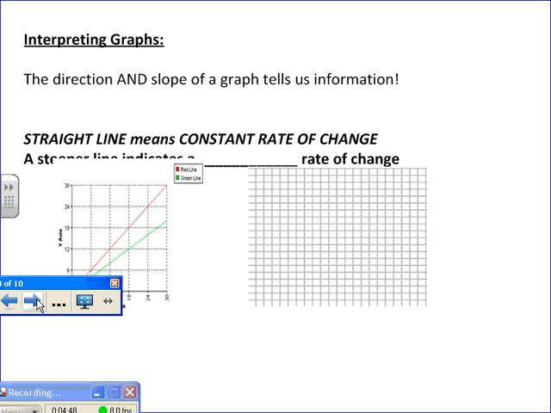When we interpret graphs, the direction of your line and the slope of your line tell us important information. What I mean by direction is whether a line, and this could even be for a curve as well, whether that graph is going up or down. So in the example of a line, is that line going uphill or downhill? And the slope has to do with how steep a line or a curve is. So this is the steepness.